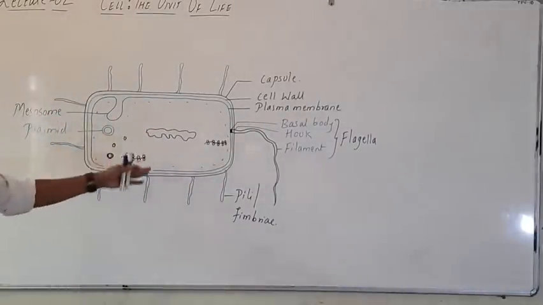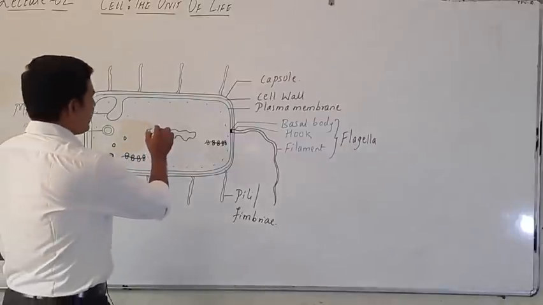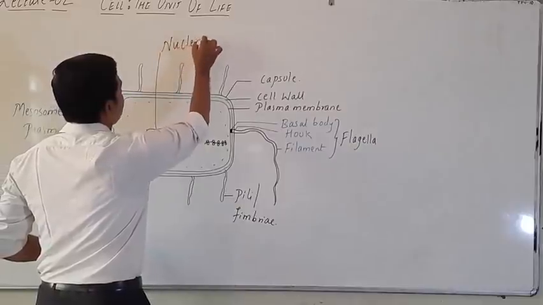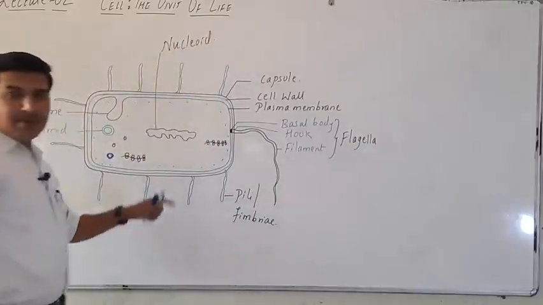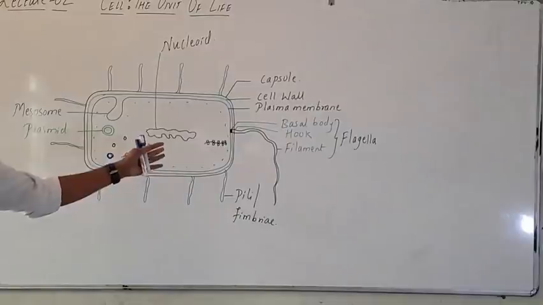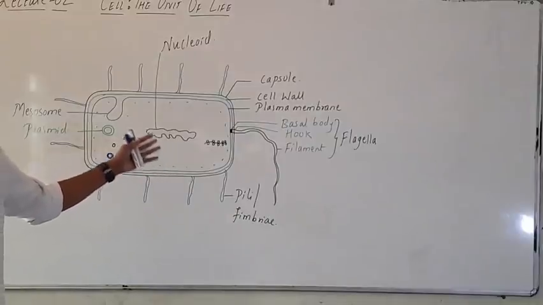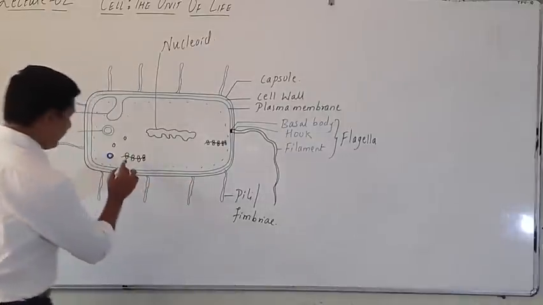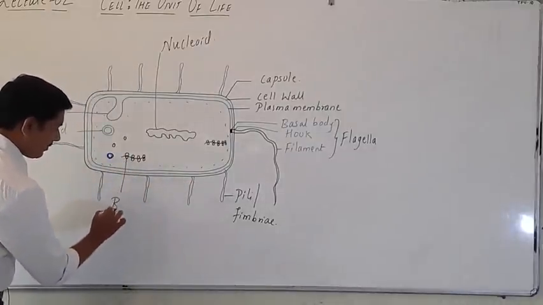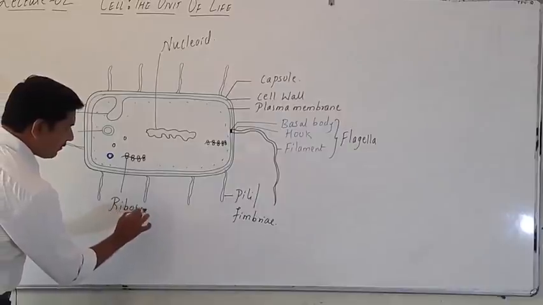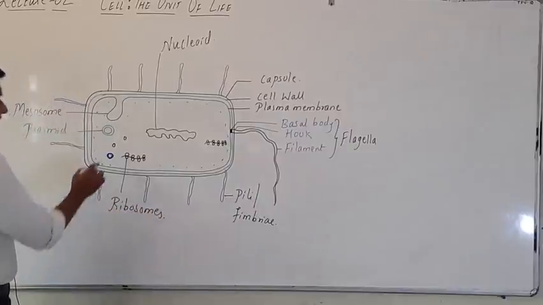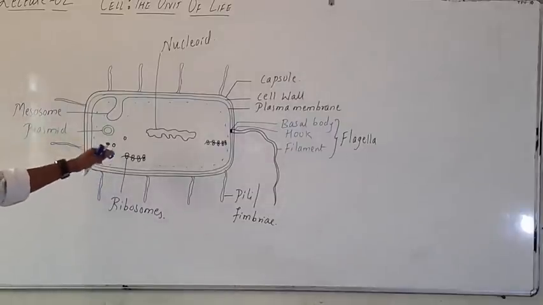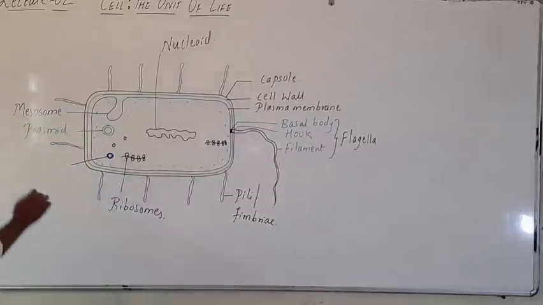Then apart from that, this one is the nucleoid. So genetic material is present in the form of the nucleoid. Then apart from that we have ribosomes. These are ribosomes and these are inclusion bodies. So here it represents cytoplasmic inclusions.